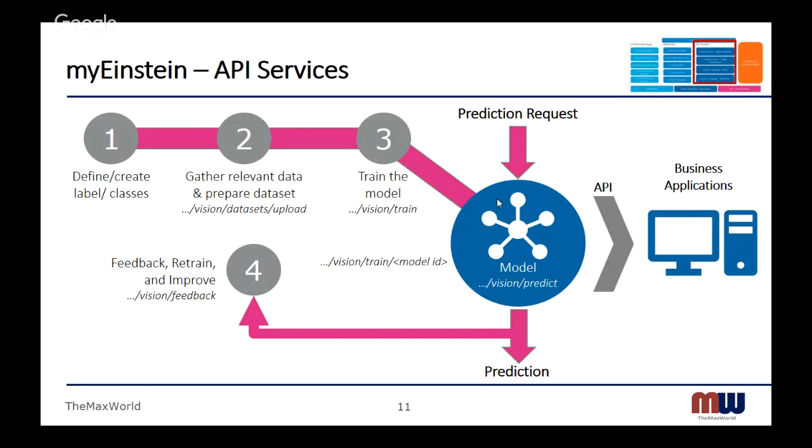Next step, number 2, what you have to do is you have to gather the right kind of data so that you can train the given algorithm.